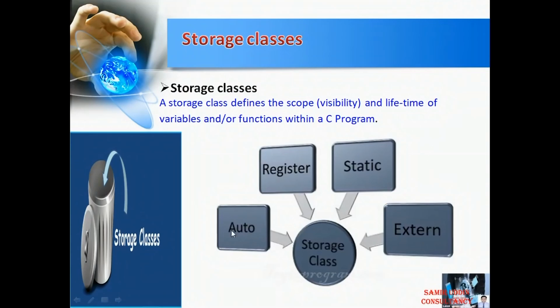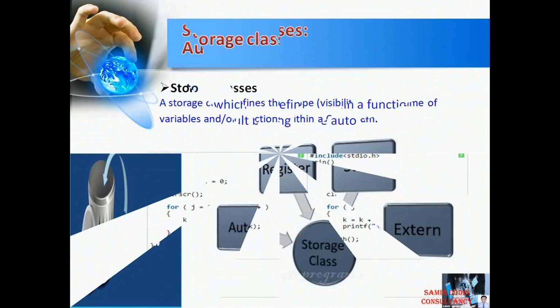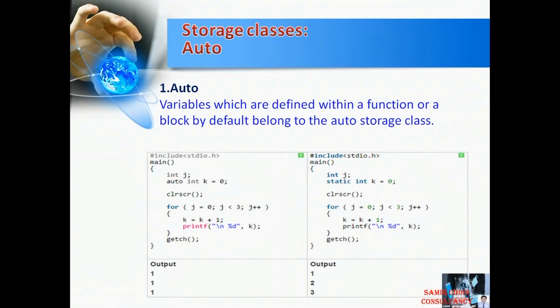So, there are four different types of storage classes: auto, which stands for automatic, register, static, and external. So, we will now go through each of them separately.